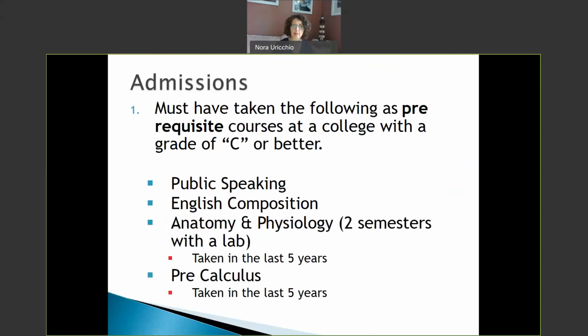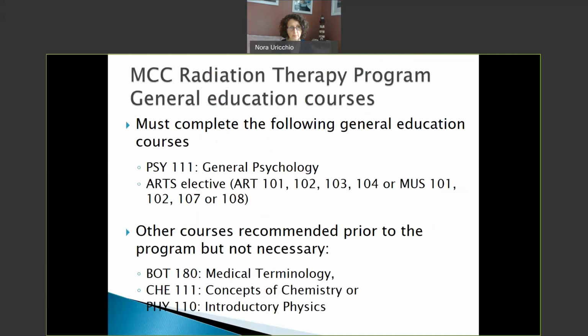The admissions process in radiation therapy does have prerequisite courses that you need to have taken out of college with a grade of C or better. So public speaking, English composition, anatomy and physiology, 2 semesters, and that needs to be taken within the last 5 years, and pre-calculus also taken in the last 5 years.